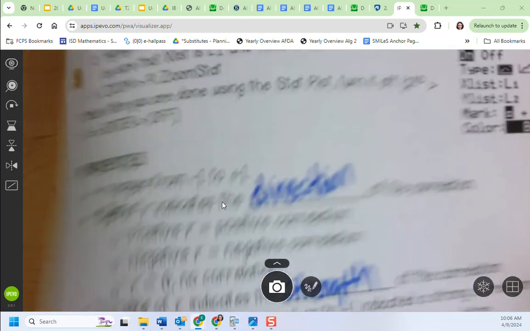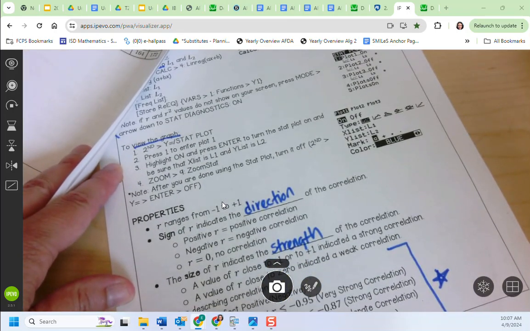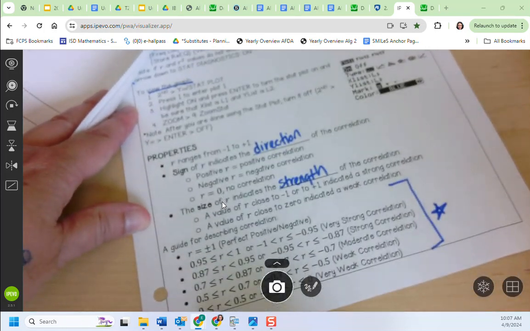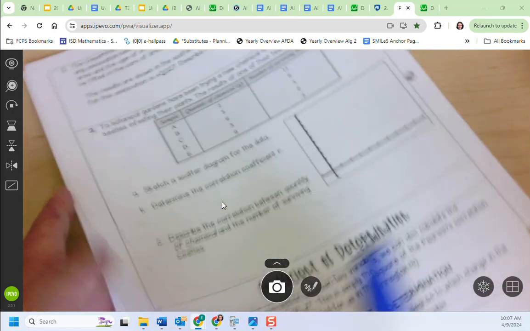So going back to our chart here, 0.027 would fall where? You see that here? 0.027 falls on this interval, which is a very weak, and is it positive or negative? Positive. So we're going to say a very weak positive correlation.